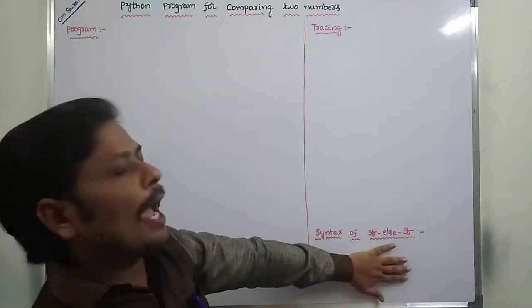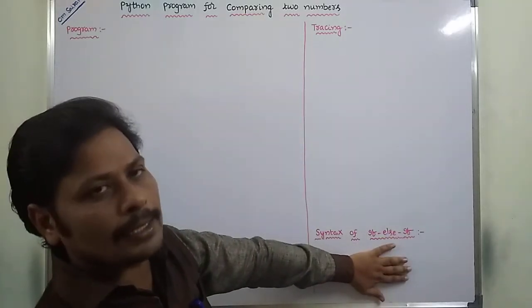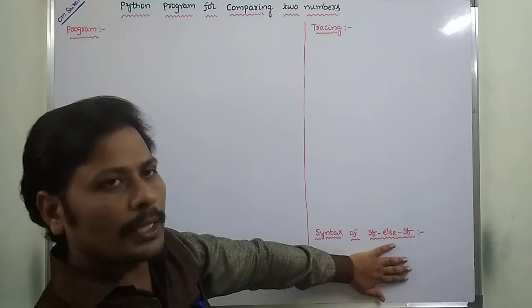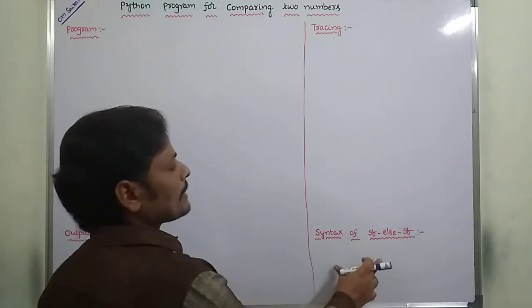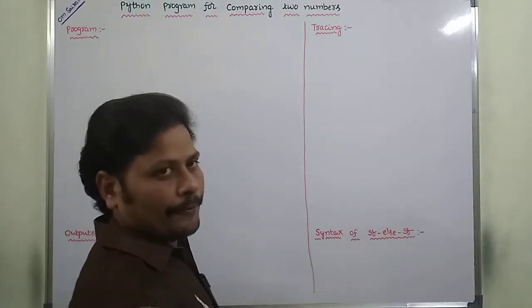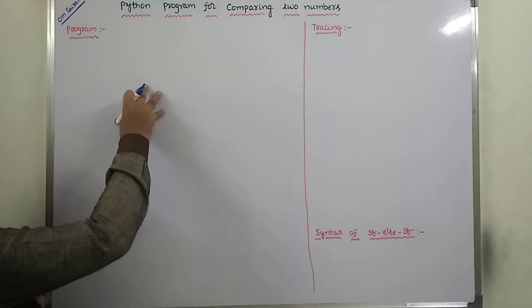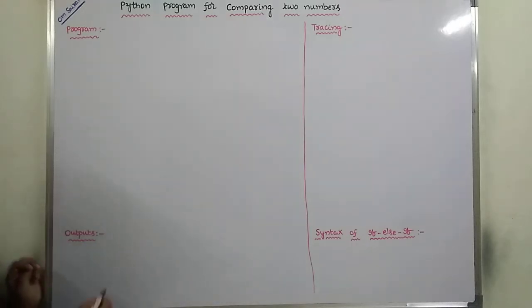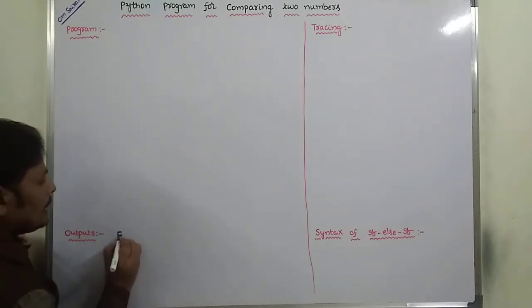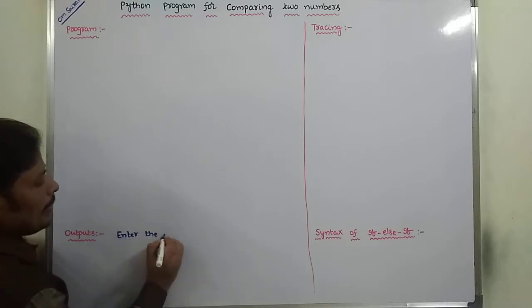Here we have to use if elif. Now we have to write the syntax of if elif. First I am writing the output, and from that output we have to write the program. So, enter the first number.